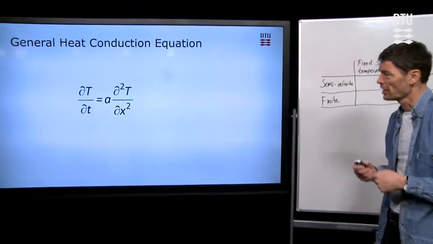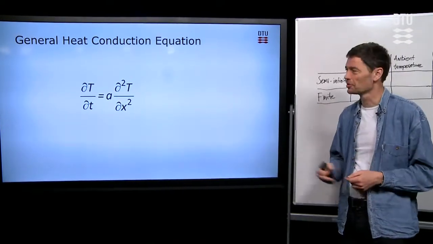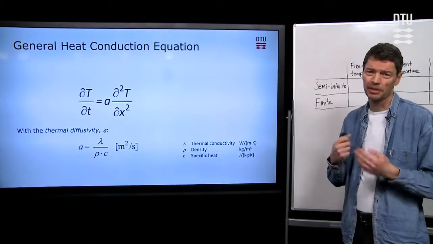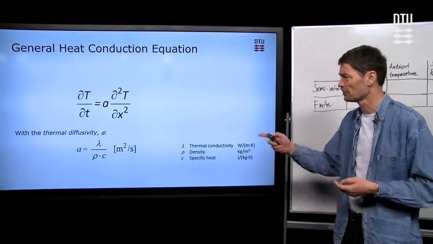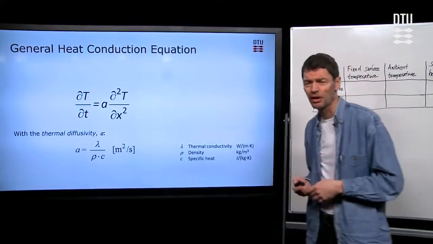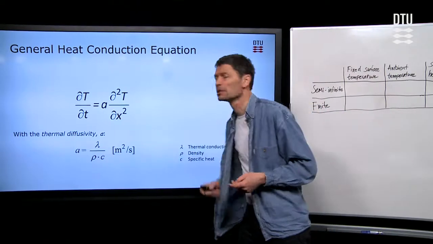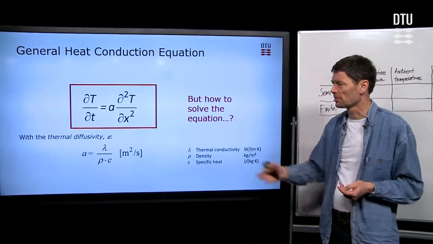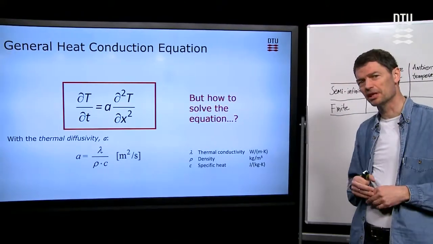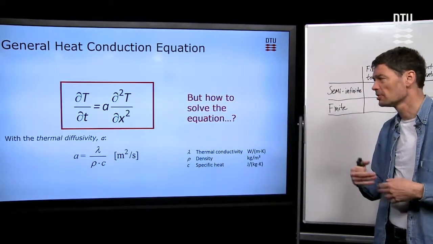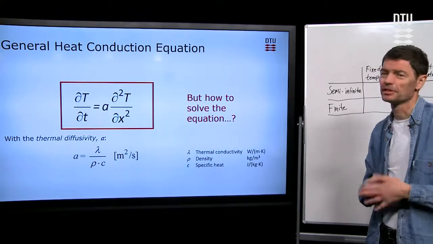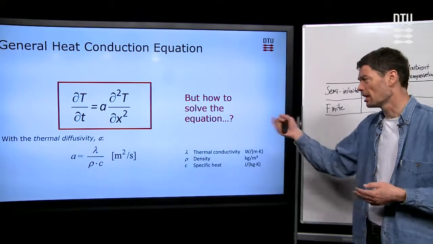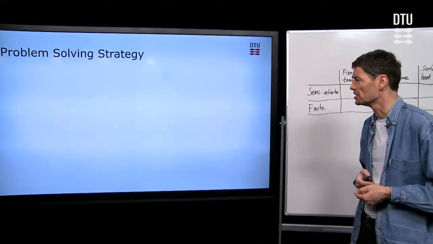So as we start the lectures, we talk about this general heat conduction equation, a parabolic differential equation, where we should find the temperatures as they are functions of time and space, t and x. So for that, we need a thermal property, which is the thermal diffusivity of the material in which we have our heat conduction taking place. But this equation is not straightforward to solve, so that's why we have this lecture, about how to solve the equation.